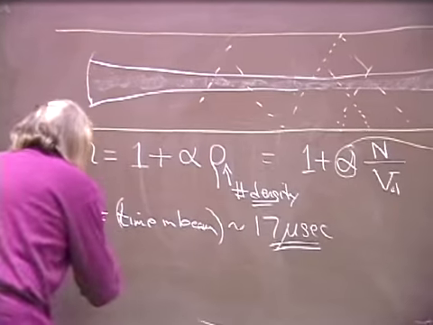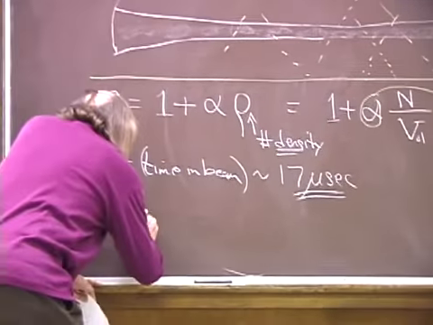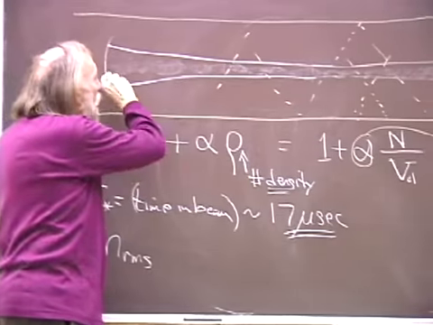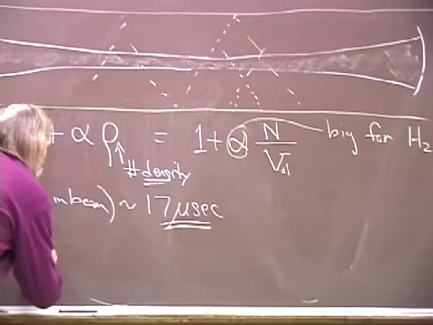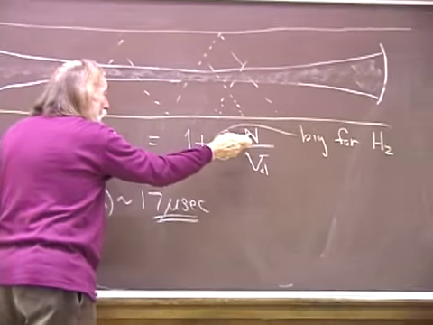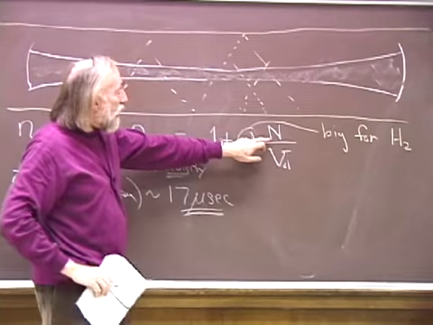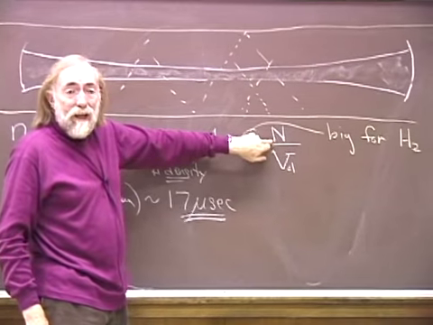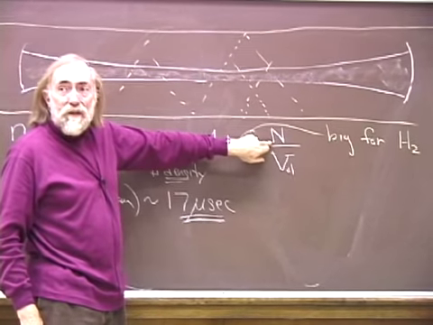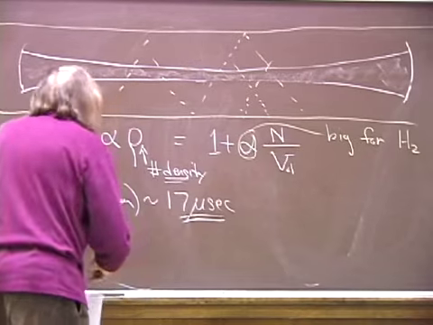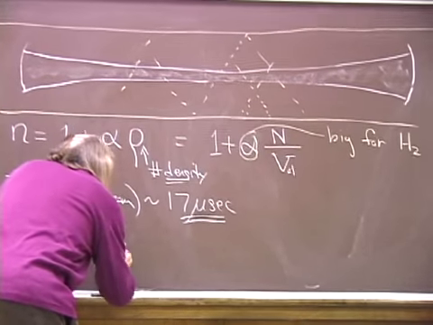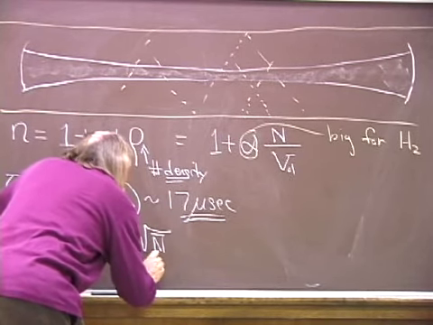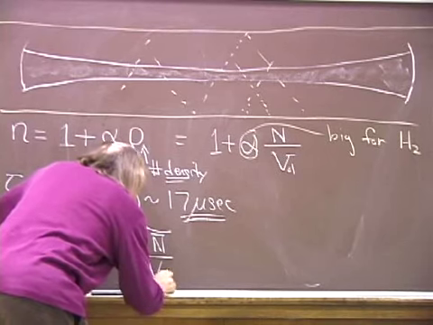So you can ask then, what is the RMS fluctuation in the index of refraction from one trip down the tube to the next trip down the tube? And that's going to be just this expression with n replaced by the root mean square fluctuations of n, which is just, for a Poisson distribution, which is what we would hope for, square root of n. So this is 1 plus alpha square root of the mean number of molecules in the beam, divided by the volume of the beam.